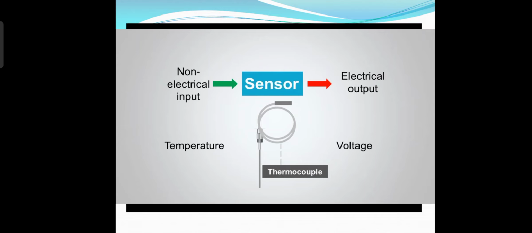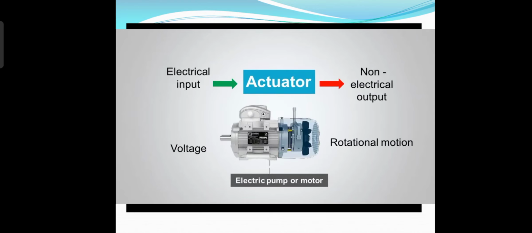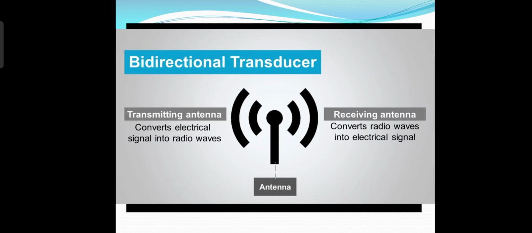For example, a thermocouple, which is a temperature sensor, converts a non-electrical input, that is the temperature, into an electrical signal, that is voltage. An actuator, on the contrary, is an output transducer with an electrical input, intended to convert an electrical quantity into a non-electrical signal in order to control that quantity. For example, an electric pump or motor converts electrical input, that is the voltage, into non-electrical output, that is rotational motion. Bidirectional transducers are capable of converting physical quantities into electrical signals and vice versa.